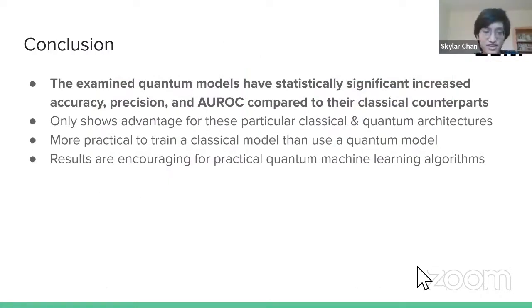So, in conclusion, we find that the examined quantum models have statistically significant increased accuracy, precision, and AURC compared to their classical counterparts. So there are some caveats to these conclusions, one of them being that this only shows advantage for these particular classical and quantum architectures. As the results from the training time have shown, it's currently probably more practical to train a classical model than to use a quantum model. However, these results are still encouraging for practical quantum machine learning algorithms, because our results suggest that there is a possibility that quantum advantage may still be observed in regular data sets.